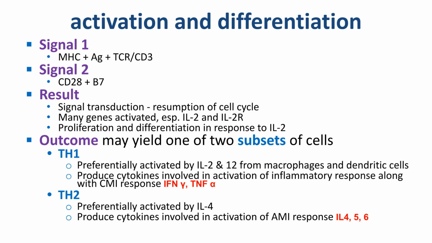The result of receiving both signals is signal transduction, activating multiple intracellular pathways. The cell resumes the cell cycle, transitioning from quiescent G0 to active G1 phase. Many genes are activated, especially IL-2 and its receptor IL-2R. IL-2 is crucial. It's an autocrine growth factor, meaning T cells produce it and respond to it themselves. IL-2 binding to its receptor drives proliferation and differentiation, causing clonal expansion of antigen-specific T cells.